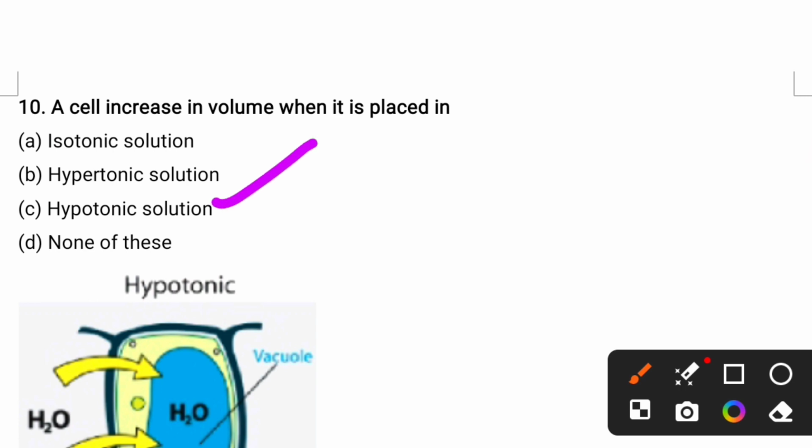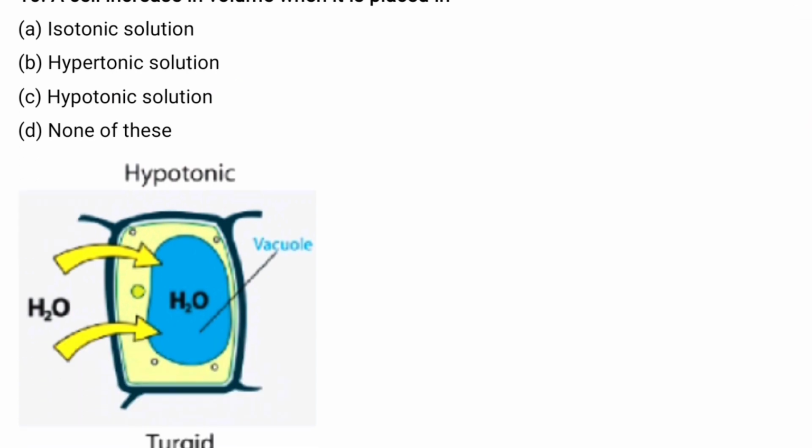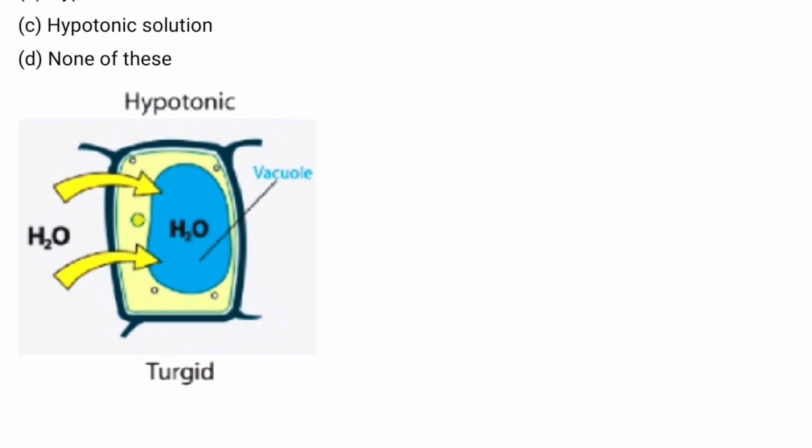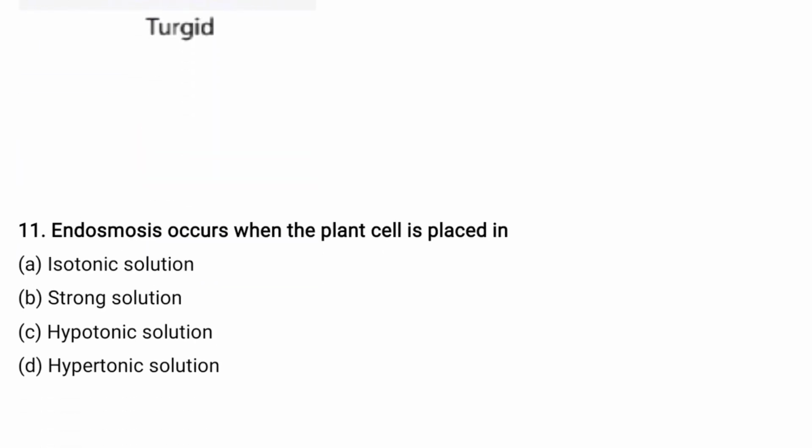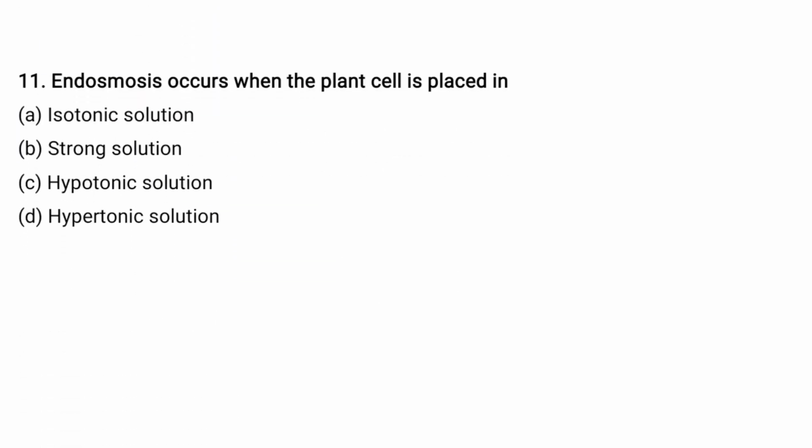The answer is hypotonic. When the cell is placed in a lower concentrated solution, so then what happens? Water diffuses into the cell and it becomes turgid. Let's see the next question. Endosmosis occurs when the plant cell is placed in. Options are isotonic solution, strong solution, hypotonic solution, hypertonic solution.